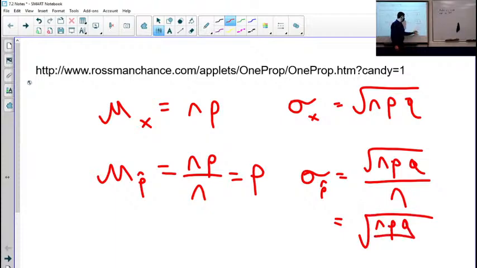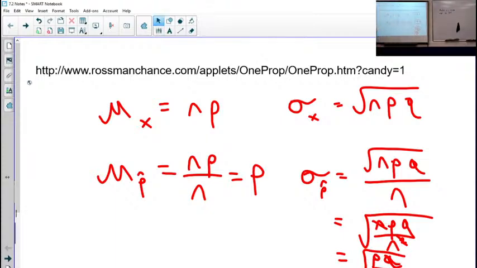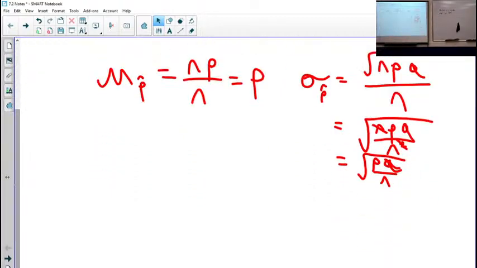If we put it all underneath the square root, then n is the square root of n squared. And so we get these n's canceling. So here are our formulas for the distribution for proportions.